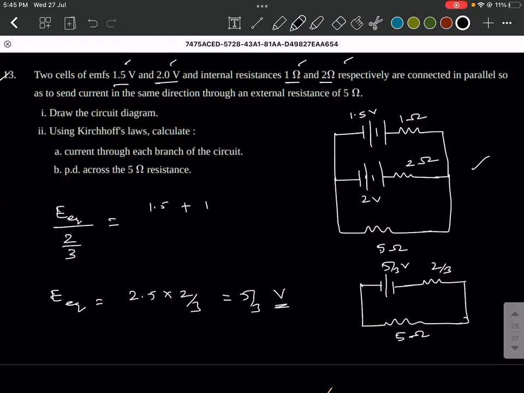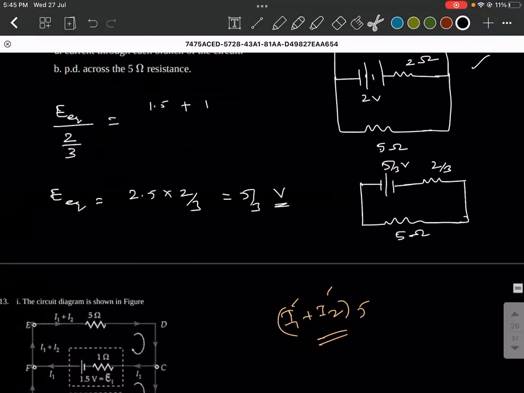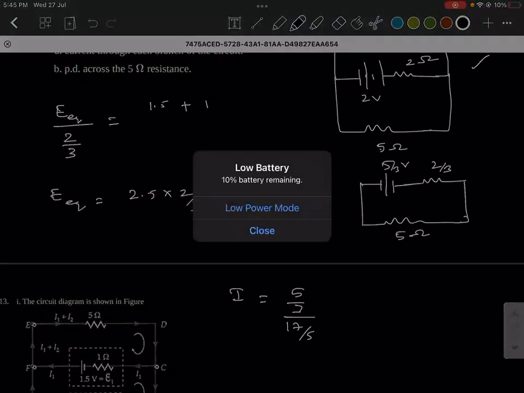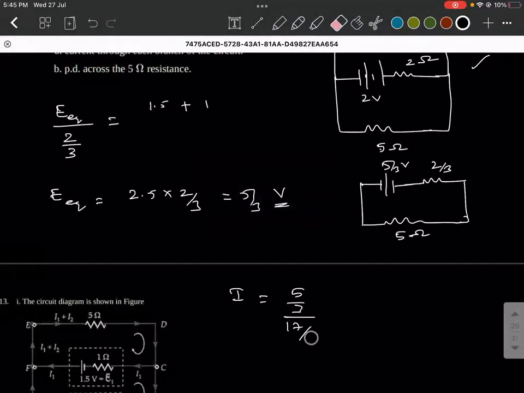Will we be able to do it? Yes. I is equal to 5 by 3, V divided by R, is 5 by 17, correct. So 5 by 17 ampere is the total current that is flowing through the circuit.